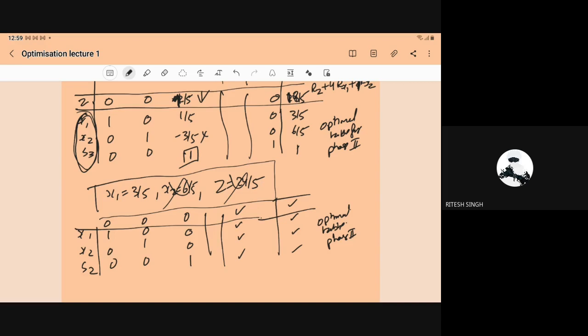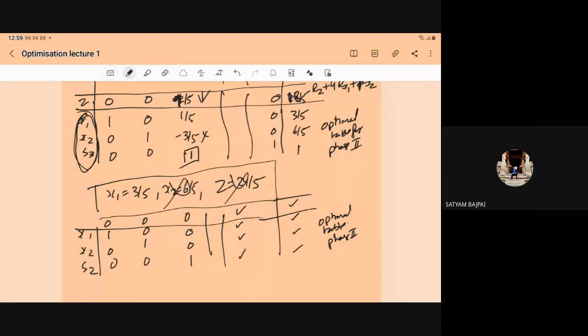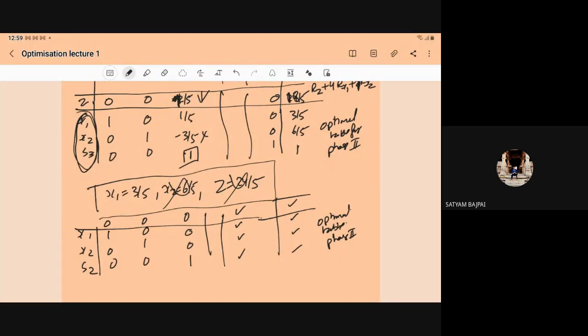Any doubt still? Sir, what is the optimum answer? 17 by 5? That I have to check. Okay. Whatever the calculation you check, no problem. It is a simple Gauss-Jordan row operation only. Okay, sir.